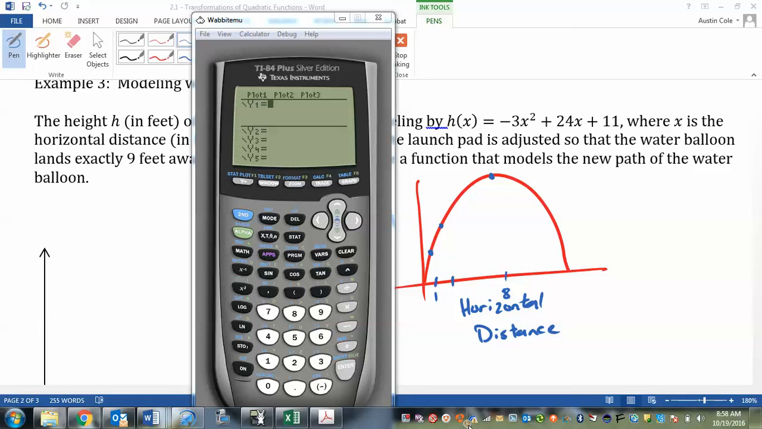I think I like doing the screen better. Negative 3. This is unbelievable.